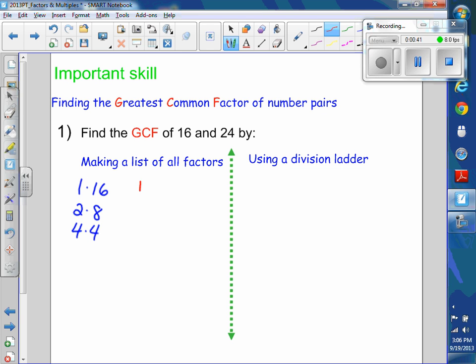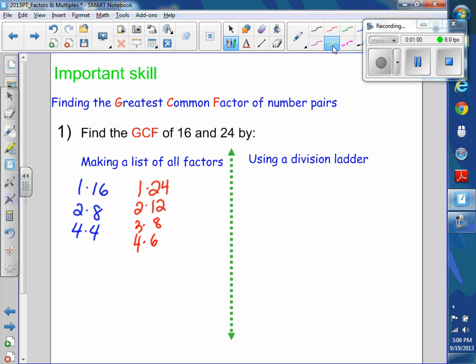So 1 times what, you guys? 24. 2 times what? 12. 3 times? 6. And 8. 4 times? 6. 5 times? No, that's it, right? So you write a nice organized list. That's what we want, a nice organized list.